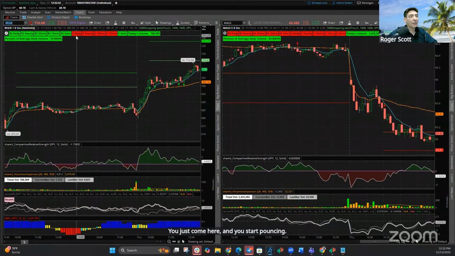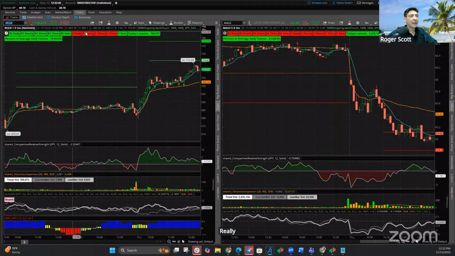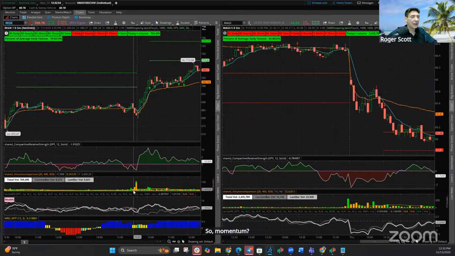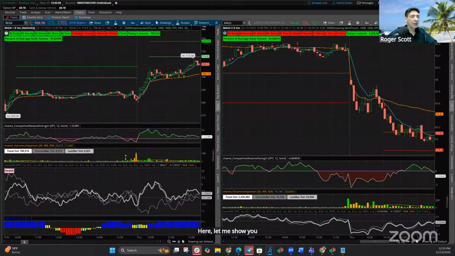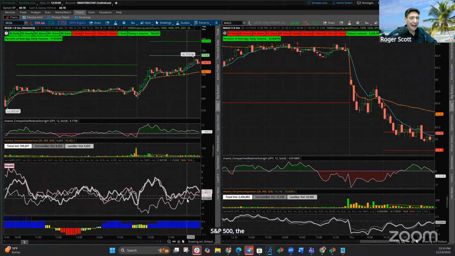So Regeneron, see how volume was coming in? Volume was really high. Now volume is not green anymore. But volume overall is still pretty good. So momentum and this right here, let me show you. This is telling you the S&P 500, the healthcare sector, and the stock.